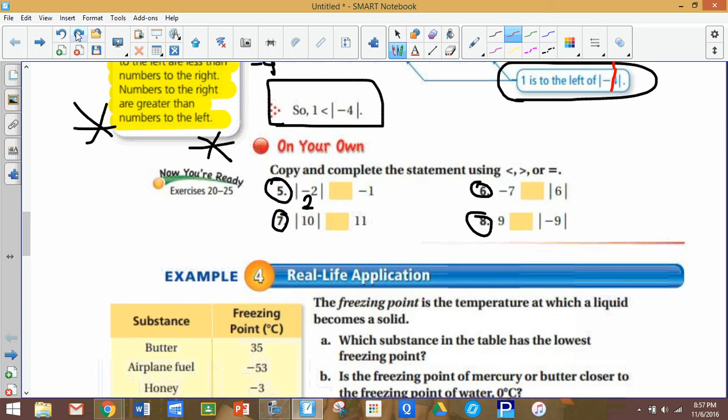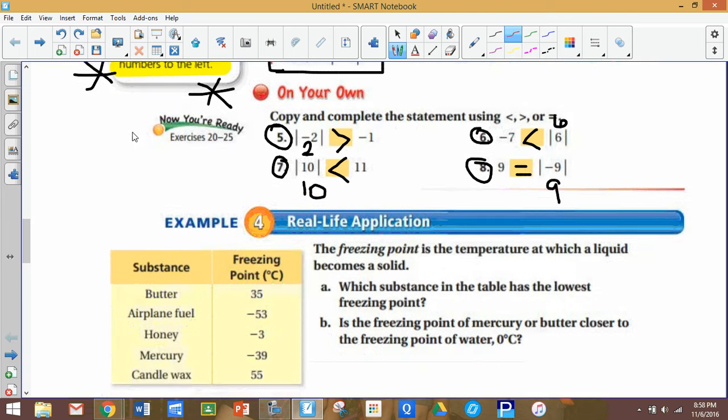Okay, so number 5, what I do is I always solve the absolute value first. So the absolute value of negative 2 is 2. So 2 compared to negative 1, well, 2 is bigger, so it's greater than. Down to 7, I know I go down, I'm sorry. The absolute value of 10 is 10, so 10 is smaller than 11, so it's less than. Number 6, the absolute value of 6 is 6. Negative 7 and 6, 6 is bigger than negative 7, so it's greater than. And the absolute value of negative 9 is 9, so 9 is equal to 9.